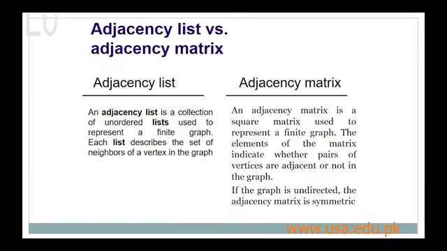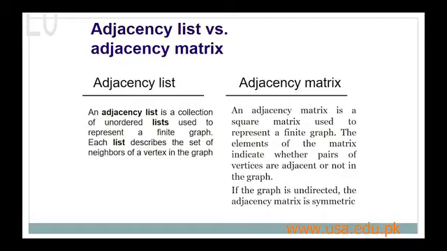Now let's discuss the difference between adjacency list and adjacency matrix. An adjacency list is basically a collection of unordered lists used to represent a finite graph. Each describes the set of neighbors of a vertex in the graph. And obviously we have already discussed, and I showed you examples in which we represent all the adjacent nodes and all the connected nodes that communicate with a specific node.